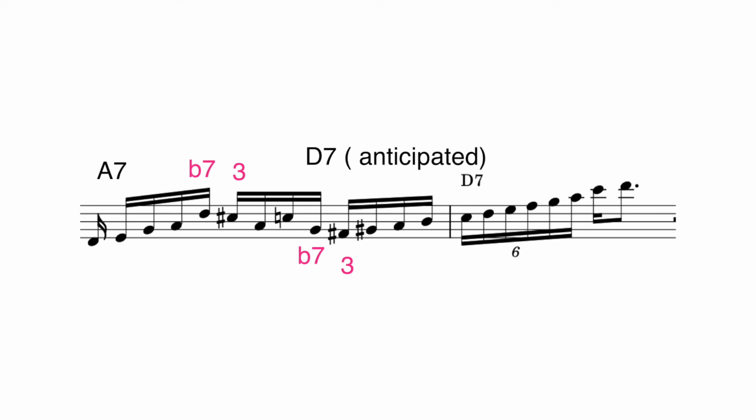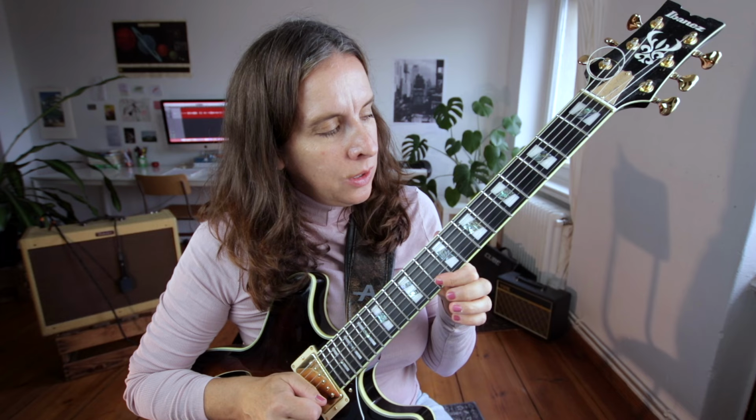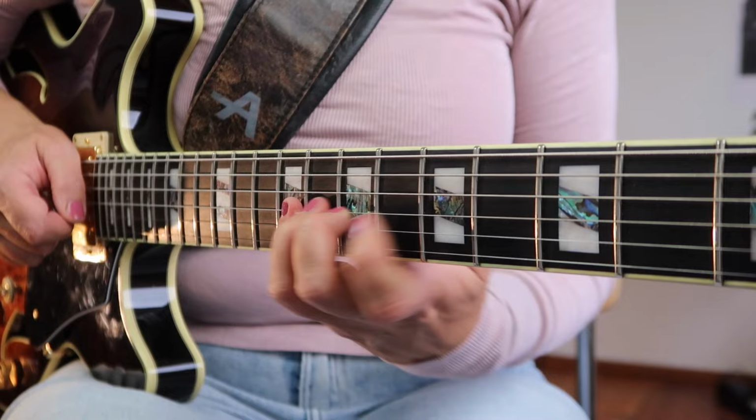Chromatic approach from below to the 5. And then this very cool 3 notes per string scale. D7, just plain D7 mixolydian. And this legato playing is really very typical for John Scofield, and I really want to investigate that more, because playing legato gives you so many more colors and you don't have to pick everything, and you can play a lot faster, but still of course you need to be careful about your time.